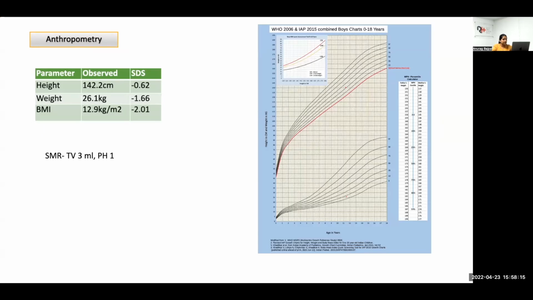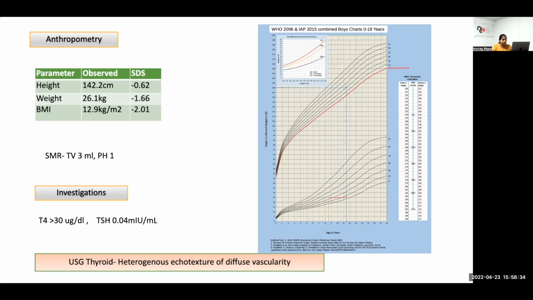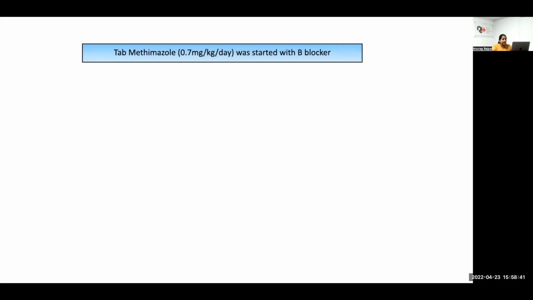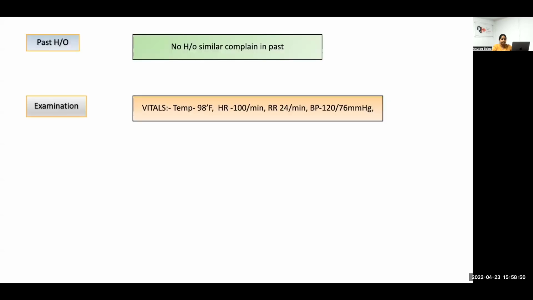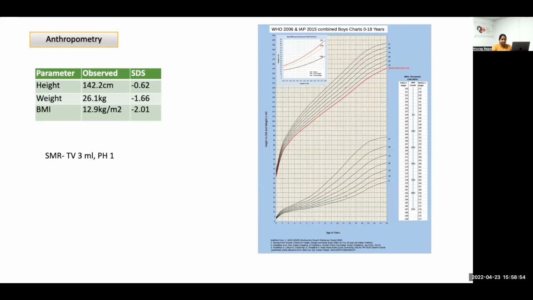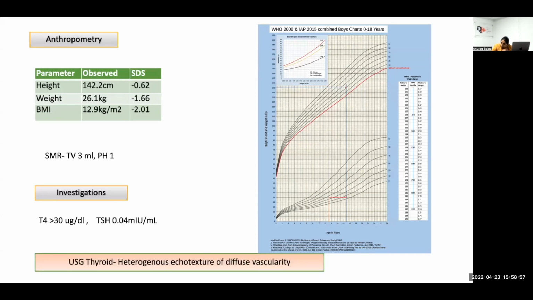Anthropometry shows that he has lost 2 to 3 kgs weight. So his weight SDS is minus 1.66, and this investigation shows T4 is greater than 30 microgram per dL, and TSH is 0.04, and the USG thyroid shows heterogeneous echogenicity and increased vascularity. So if you see that there is increased vascularity, along with that a very high T4, which will suggest that there is more of an increased production along with increased vascularity. Yes, which will suggest more like Graves' disease.